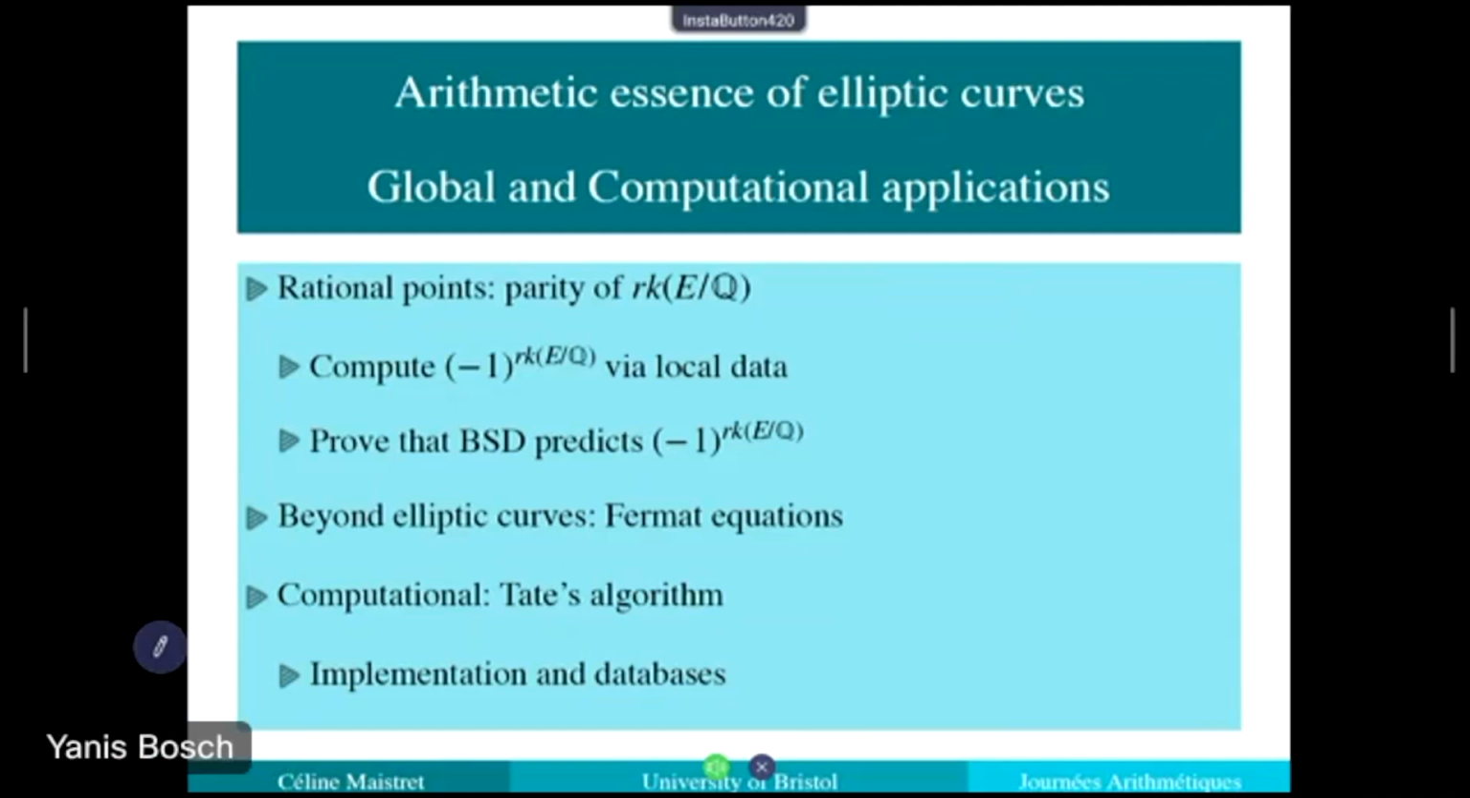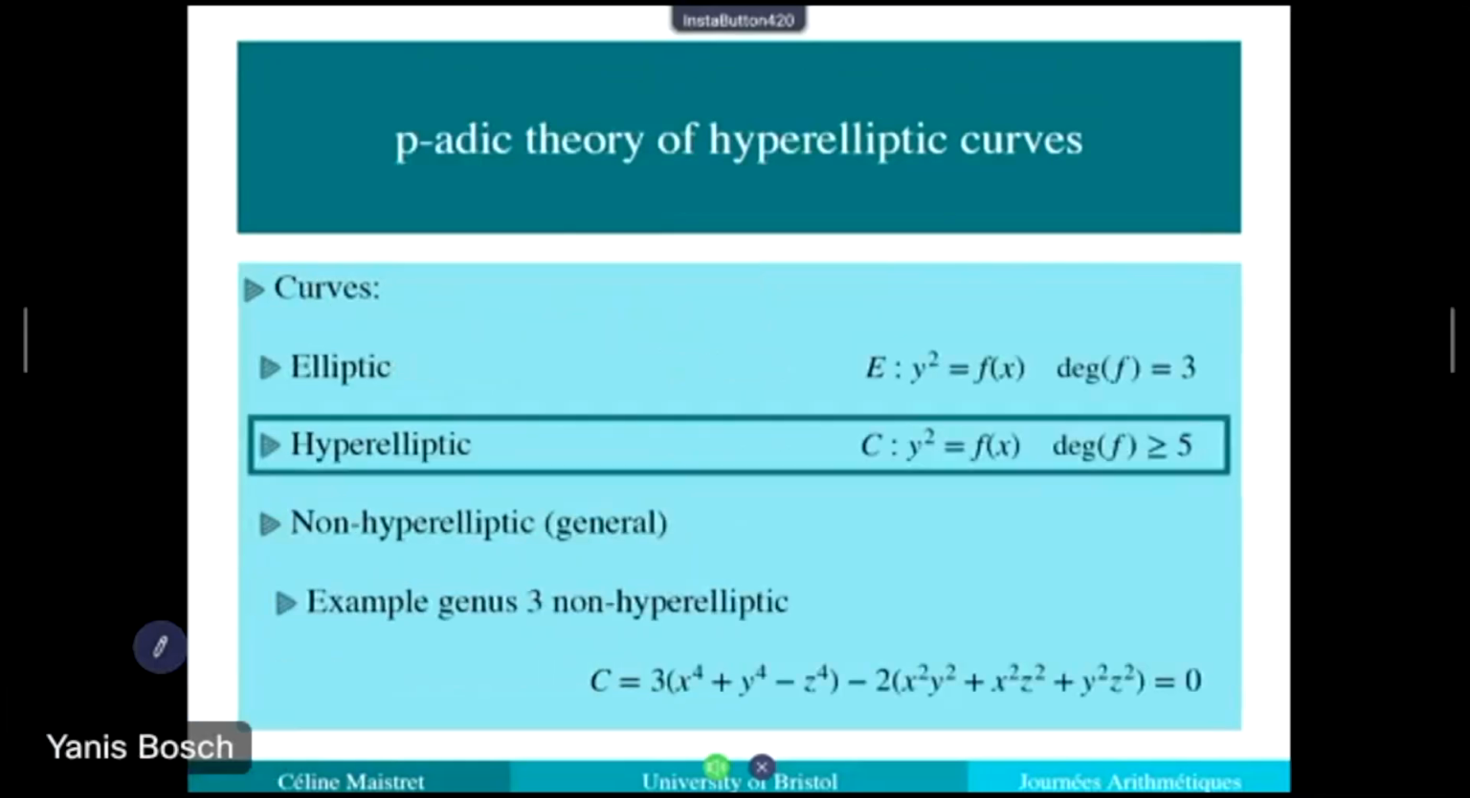And then, of course, the computational aspect of this: Tate's algorithm is an algorithm that you can run on the coefficients of your curve that will tell you which column you sit in, in the classification I showed you. And since we have this algorithm, it has been implemented and we now have vast databases with which we can play. Okay. So that's the story for elliptic curves, and this was well established.